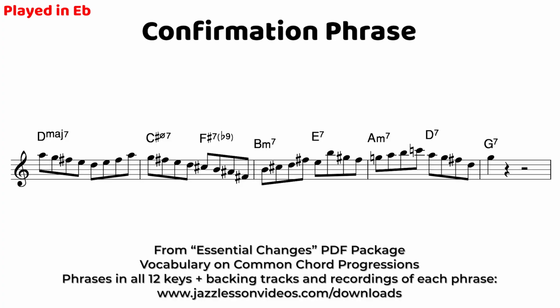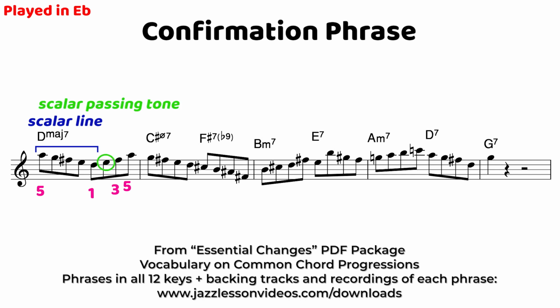With this next example on Confirmation, we start on the 1 chord, and I literally start with a scalar line that goes from the 5th and descends all the way down, just the major scale to the root. And then we go back up from the root, D, E, F sharp, A. So we have our root, our major third, and our 5th in there. We're connecting the root to the major third with our E, that's our scalar passing tone.